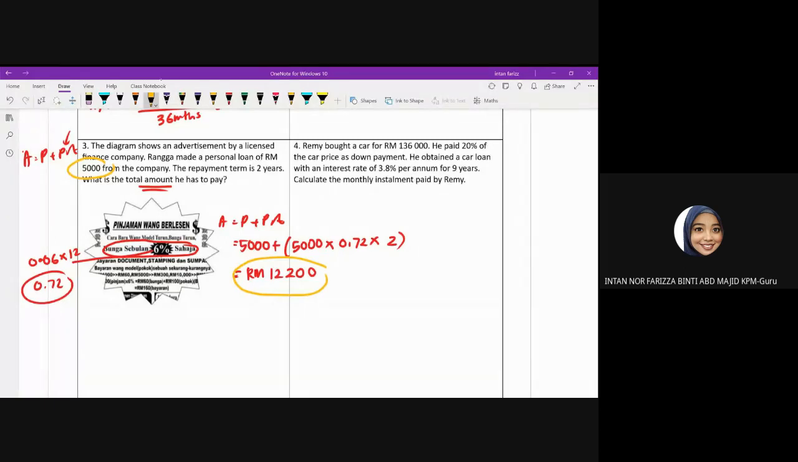Mana you nak cari duit dah lah. You don't have money, you borrow from them. Okay, you borrow 5,000. Tup-tup, at the end of 2 years, you have to pay up to 12,200. Okay, berganda-ganda mahalnya. Why? Because of this interest. This is the part yang orang selalu stuck. Okay, they don't realize that the interest there is stated as monthly, not yearly.